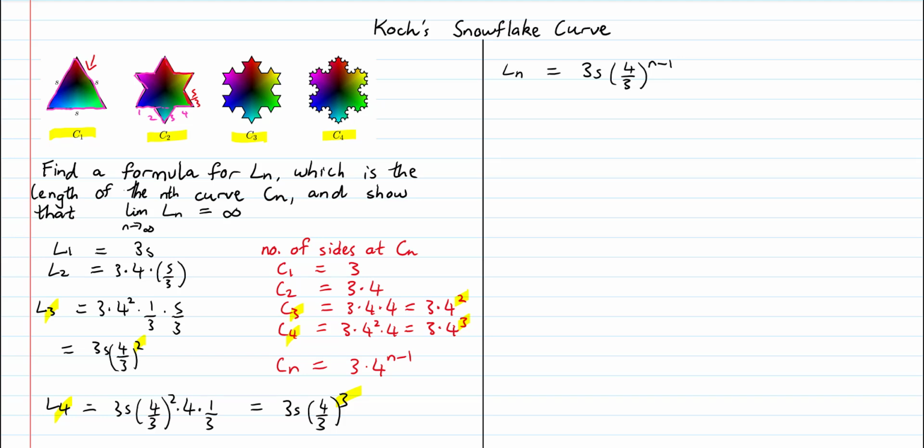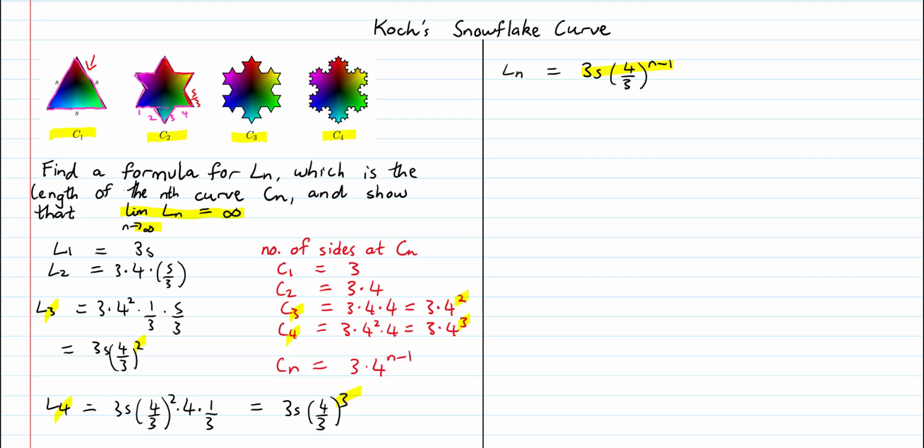As the length of our first curve was 3S, and then each iteration after that, we increase the length by a factor of 4/3, that's where we get our formula for the length of the nth curve as 3S times (4/3)^(n−1). So now we're going to show that the limit as n goes to infinity of Ln is equal to infinity.